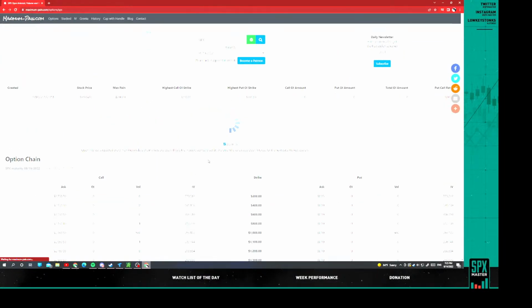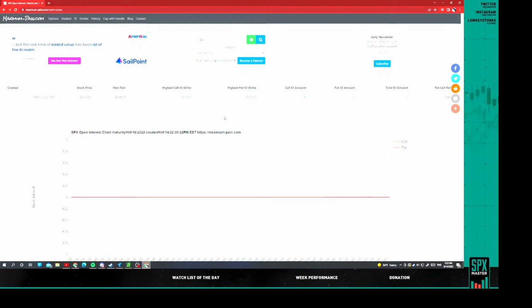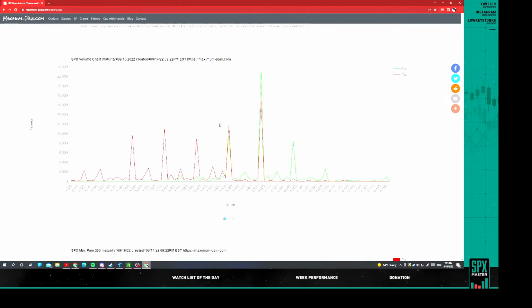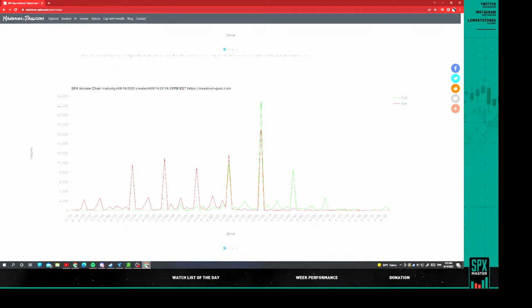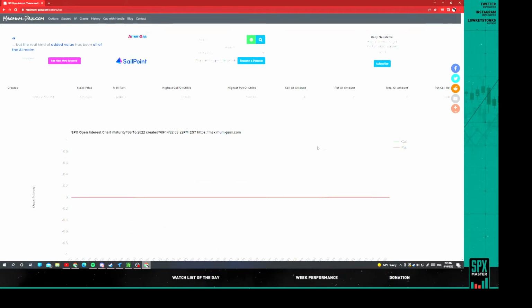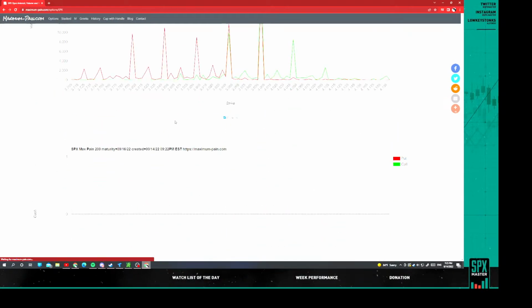Let me load it again. Huh. I'm guessing it's this chart right here. This is the volume one for the puts and calls at the 4,000. I don't know. Something is happening because the max pain is at 200. That does not make sense. Yeah, maybe the website's not loading correctly.